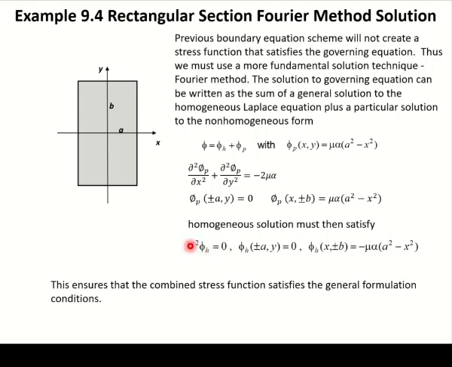So the del square phi h should be equal to 0, and when x is equal to plus or minus a, it should also be equal to 0, and when x is equal to plus or minus b, it should be in this form. So if I can find this stress function, then I can just plug it here and combine it with this one, which I already found, and then I can get my stress function.